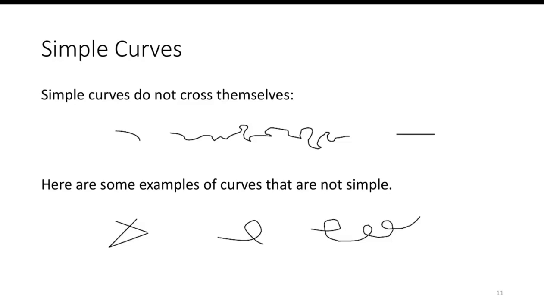Simple curves do not cross themselves. They can have any number of curves or twists to them, but they can't cross themselves. And then some curves that are not simple are ones that do cross themselves. And I see a couple examples here.